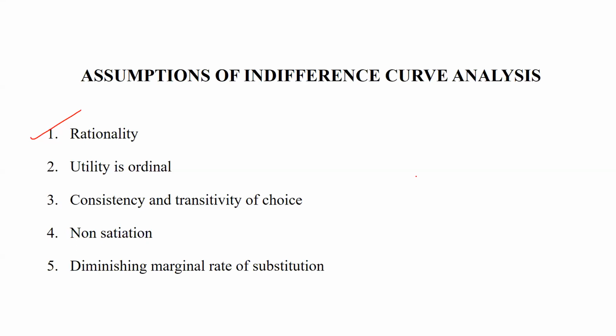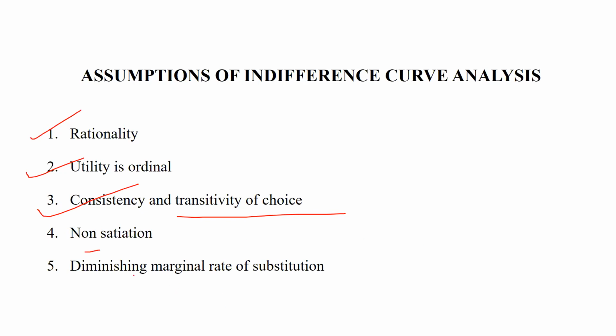And utility is ordinal, which means we are measuring utility in terms of ranking, only in terms of order, not in terms of absolute numbers. Third is consistency and transitivity of choice. That means the consumer will be consistent in his behavior and there would be transitivity of choice. That is, he can shift from A to B, then B to C. That would be the order.